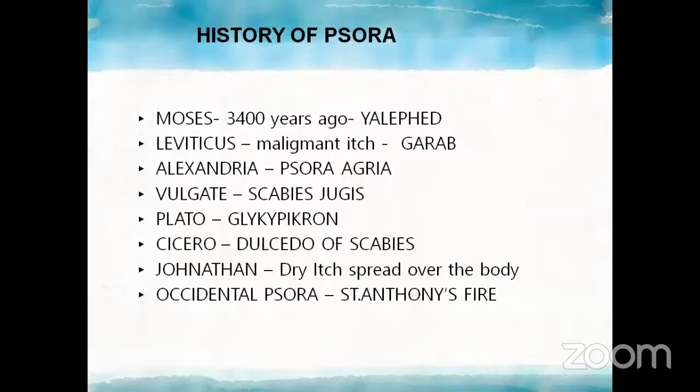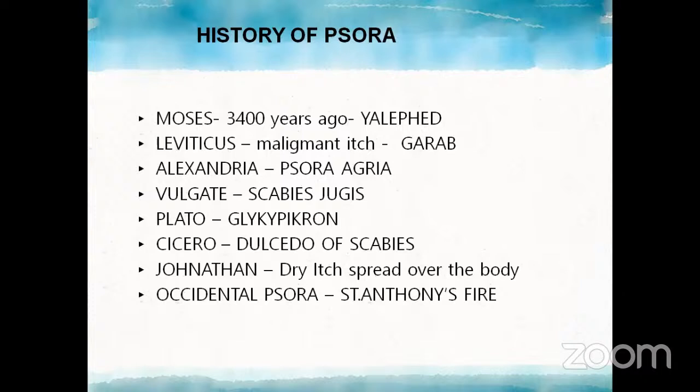When going into the history of Psora, in the Chronic Diseases Hahnemann tells that it was recorded by Moses around 3,400 years ago. In Leviticus he wrote of it as malignant itch, or garab, and the Alexandrian translators gave it the name Psora agria. The Vulgate has it as scabies jugis, Plato as lycopicron, and Cicero as dulcet scabies. Jonathan describes it as a dry itch spreading over the body.